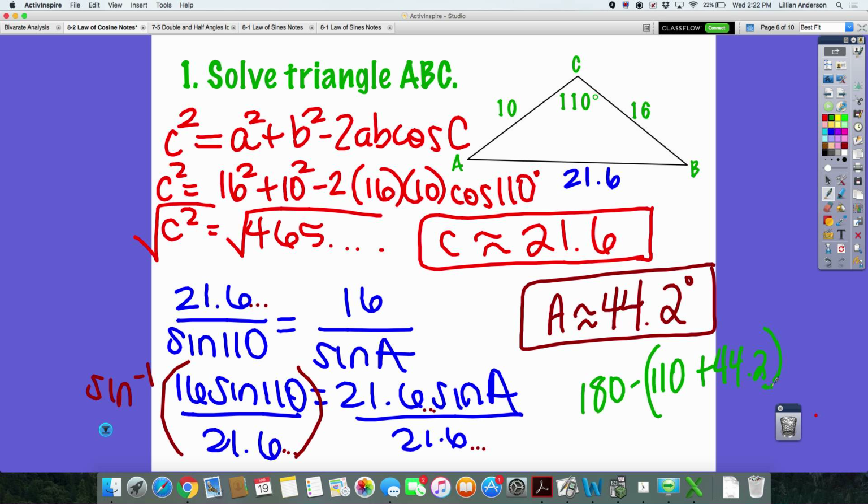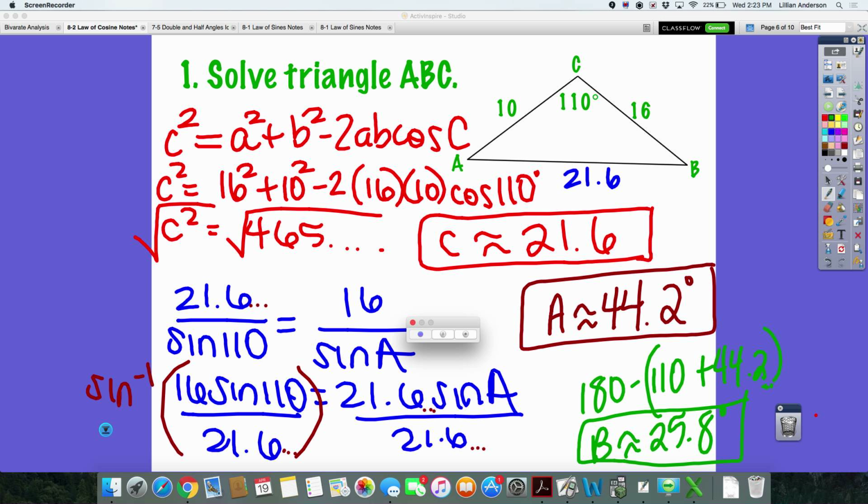So what is angle B? Questions? Where did you get 44.2? That's when we found angle A. So we are done with this problem. We have solved the triangle.